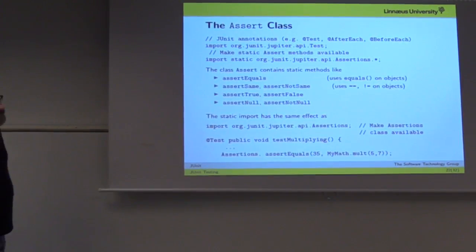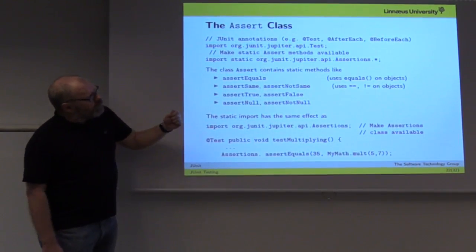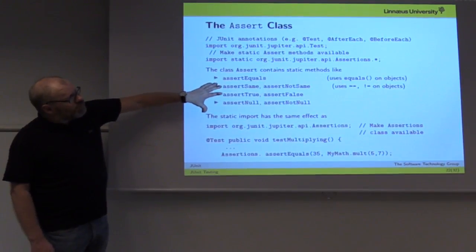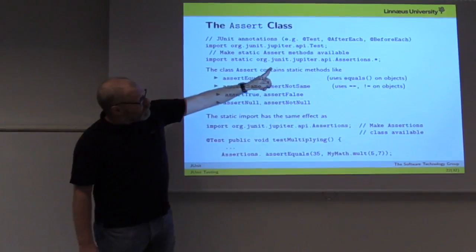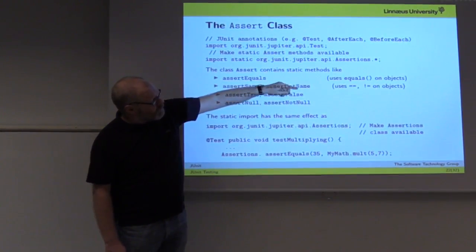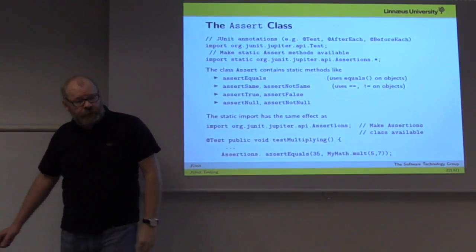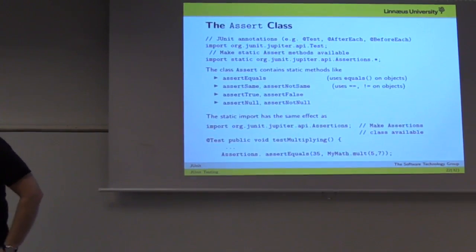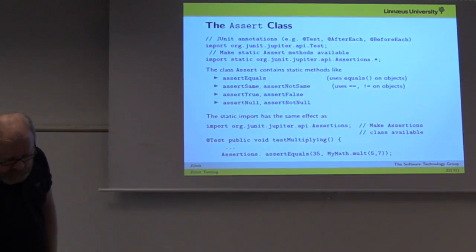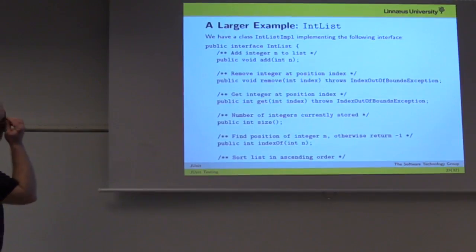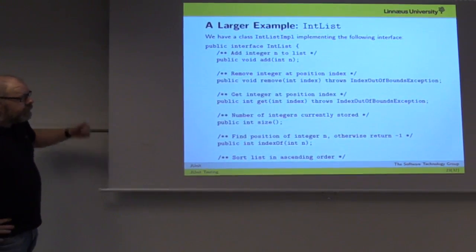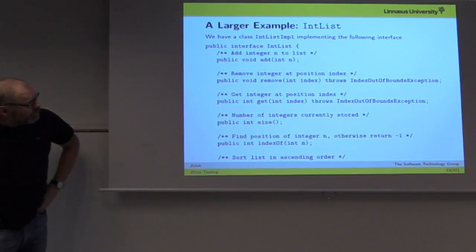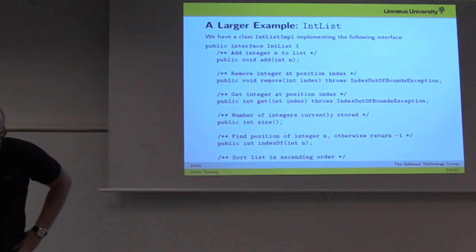I will later on give you a web reference to the documentation for the JUnit class. You can take a look at this class, Jupiter API assertions, and you will see 20 or 30 different assert methods are available. I will show one more example. Both this myMath example and the intlist example are available in Moodle.